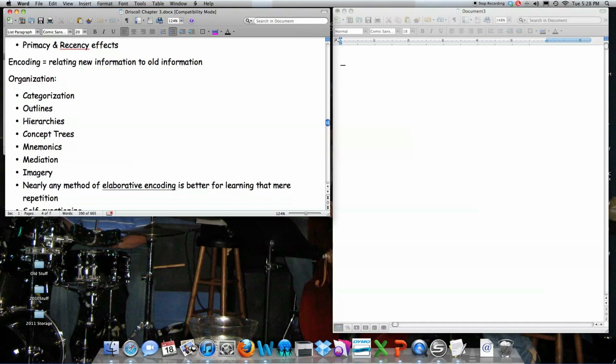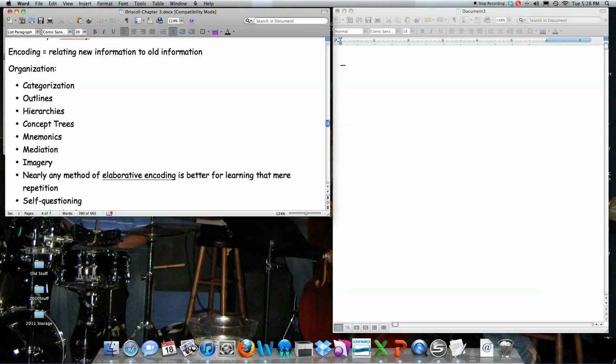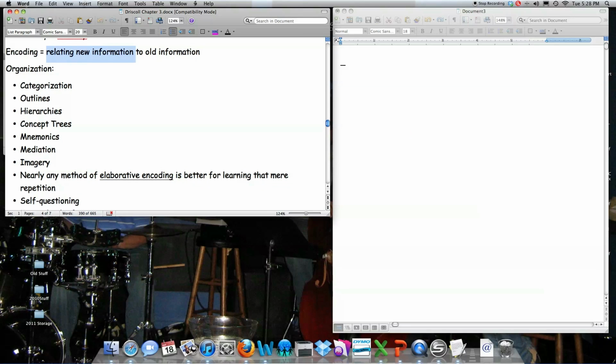Okay, so let's talk about encoding. Driscoll defines this as relating new information to old information. I think that's true, but I don't think that's all of it. I think the key to encoding is organization, placing a mark on this content so that it's retrievable later.